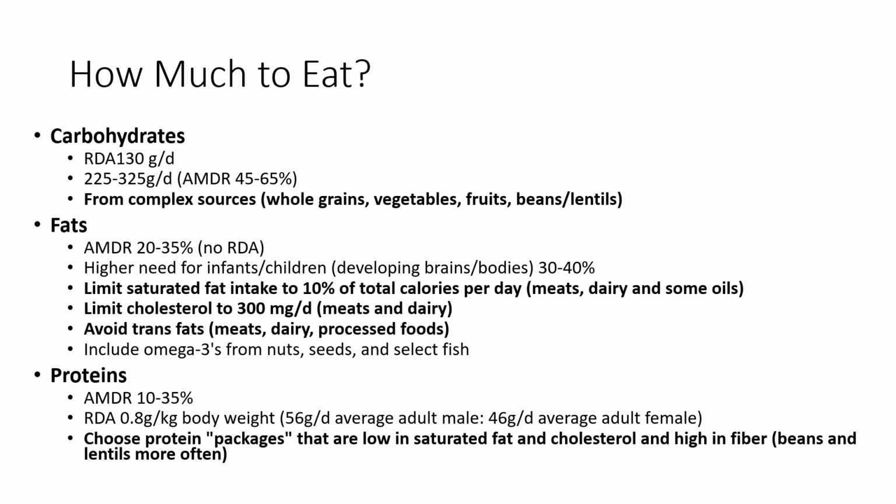So 45 to 65% of your total calories should come from carbohydrates. And again, choose complex sources like whole grains, beans and lentils, fruits and vegetables. For fats, the AMDR is 20 to 30%. There is no established RDA. As we said, there's a higher need for newborns, infants, and children because of their development.